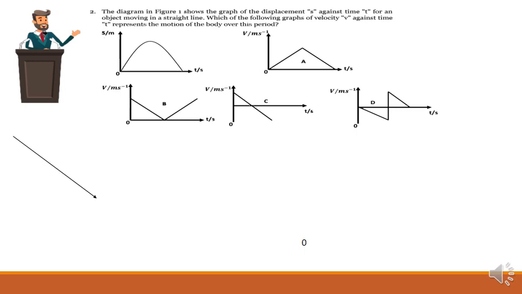Alright, so this is the displacement time graph that has been given to us, and we have options from A to D. We have to verify which one of them is the correct velocity time graph for the motion of that body in this period. Okay, now I'm going to draw a diagram to explain how the velocity actually varies with time.